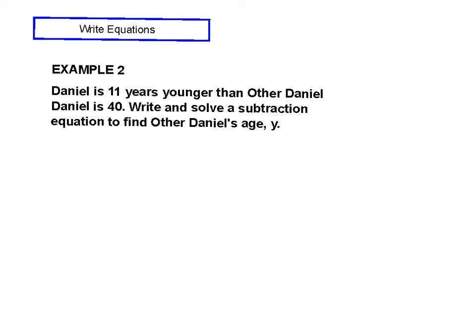Example 2. Daniel is 11 years younger than other Daniel.